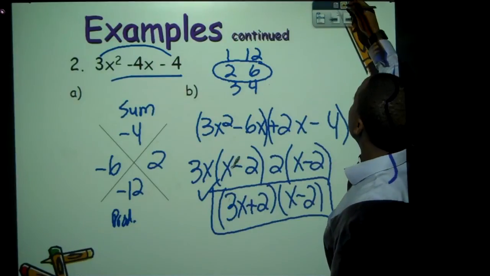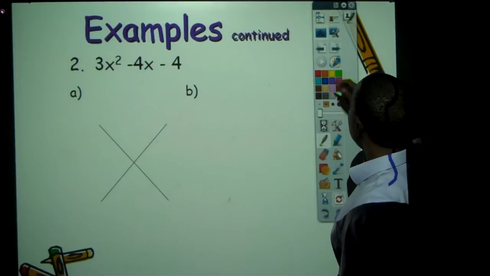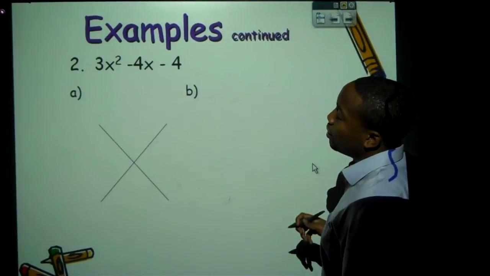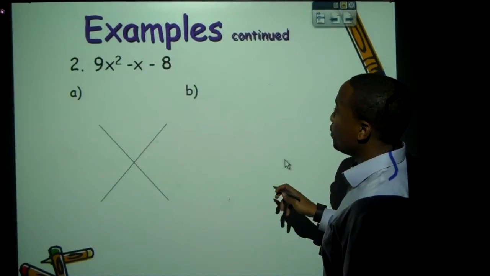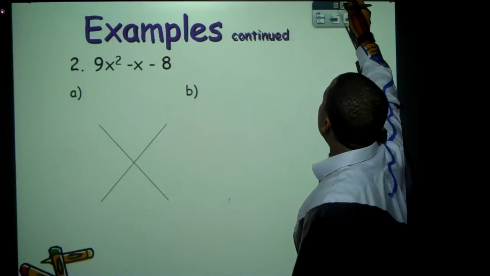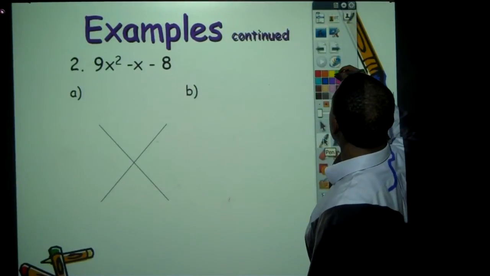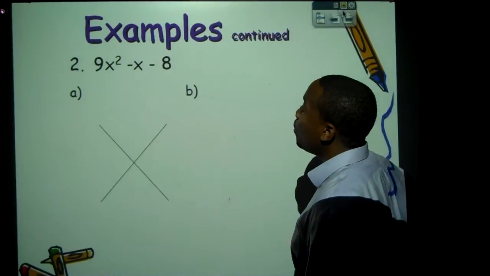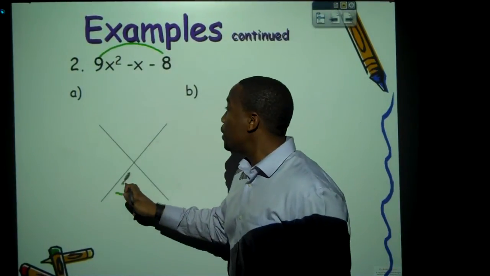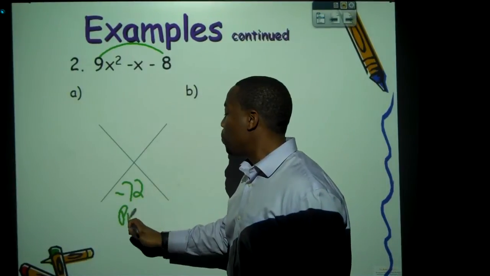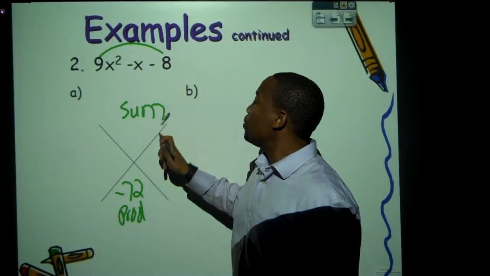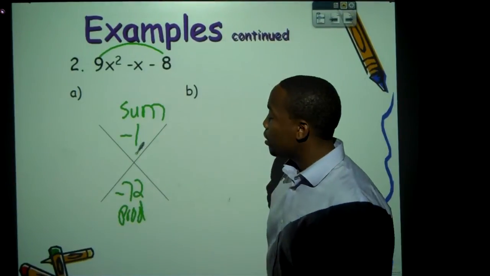So, next one. Keep pushing. Example 3. Well, this would be example 3, but of course it's still the same 2 there. Let's jump right into it. What do I do next? I'm going to change colors. So, this times this gives me my negative 72. My product at the bottom, as I say, sum at the top. And I get my negative 1.